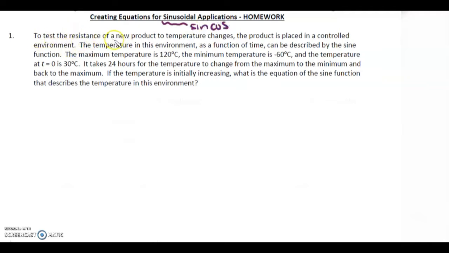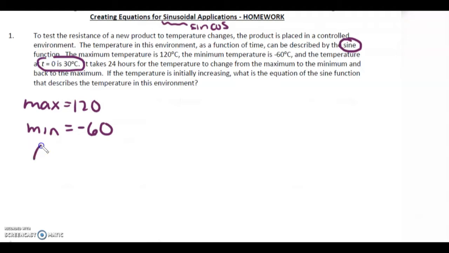To test the resistance of a new product to temperature changes, the product is placed in a controlled environment. The temperature in this environment as a function of time can be described by the sine function. So this one's telling us to use the sine function. The max temperature is 120, the min is -60, both degrees Celsius, and the temperature at time equals 0 is 30. So we actually have a point, (0, 30).